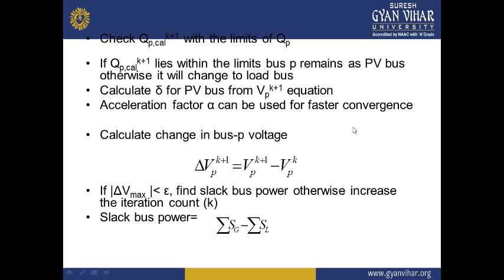Now, if this calculated differential voltage is less than the tolerance value, then we will find the slack bus power. Otherwise, we will increase the iteration count. And the slack bus power is calculated by this given formula, that is the summation of generated power minus the summation of load power.